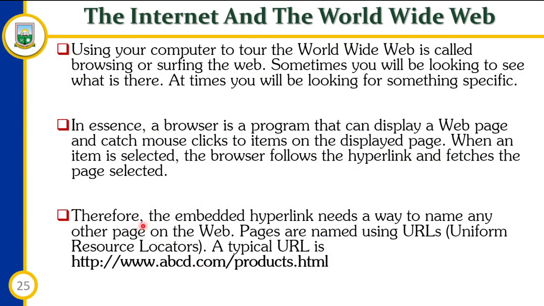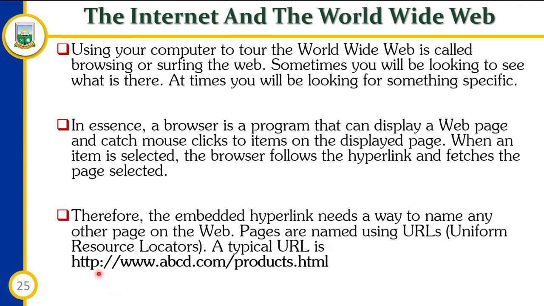Therefore, what you should have in mind is that embedded hyperlinks need a way to name any other page on the web. If there's text and I want to go to a different page, it needs what we call the hyperlink. The hyperlink will convert the cursor to the hand symbol to make it easier for you to click on it. Pages are named using URLs, the Uniform Resource Locator.